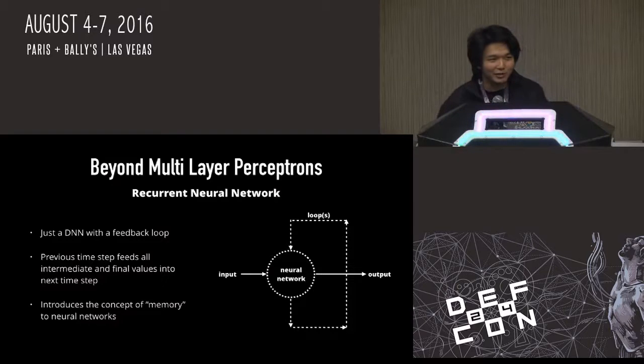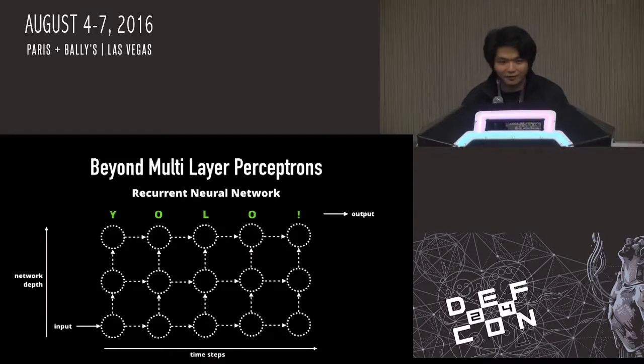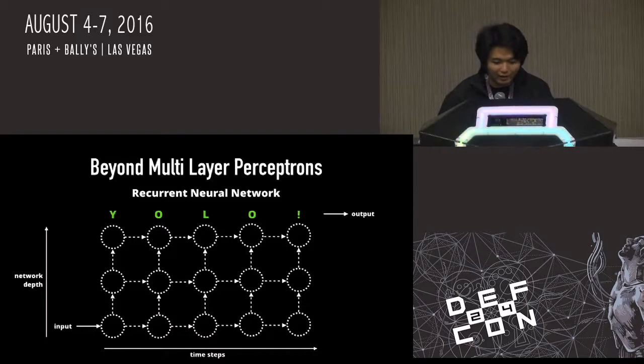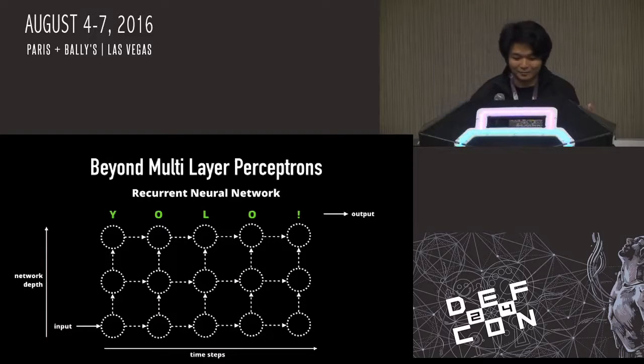And memory is important because when you learn things, you don't necessarily learn things one frame at a time. That'll be really weird. This allows you to learn things like music or audio or video, which have some kind of relationship between frames and relationship between inputs. And so this is an example of a generative recurrent neural network. You can teach a network to spell words. In this case, if you see that you already have the letters Y, O, L, then O is likely to be the next letter because of the memory of the network having Y, O, L in its buffer.